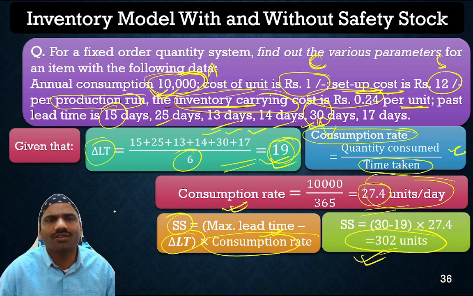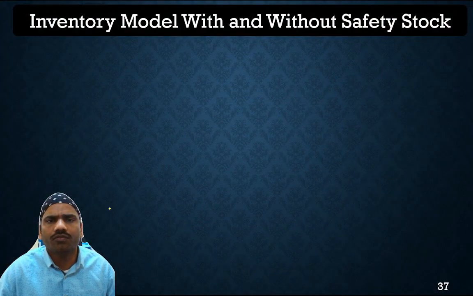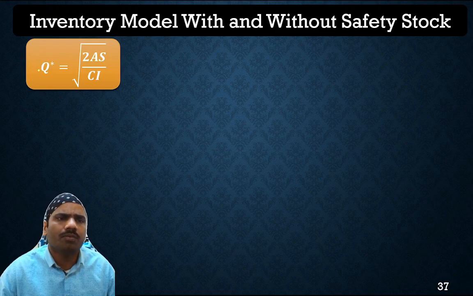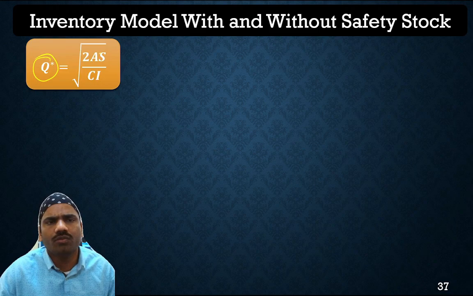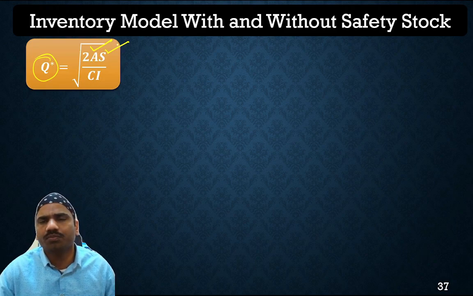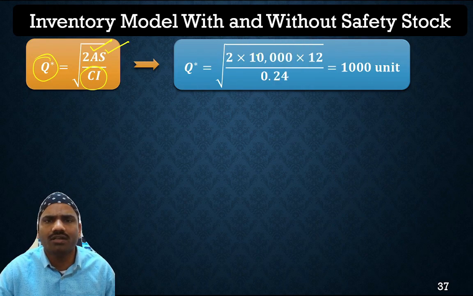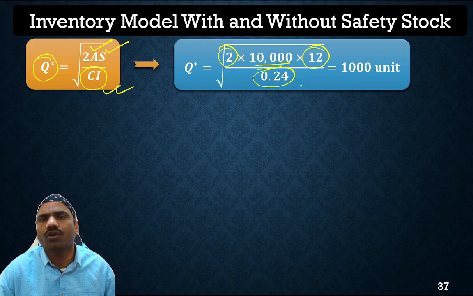Next we will go for finding the reorder level, but prior to that we will find the economic order quantity. We know the formula for the economic order quantity: square root of 2AS by CI, where A is annual demand, S is the setup cost per production run, and CI is the inventory carrying cost. We have annual demand of 10,000 units, setup cost per production run of 12 rupees, and inventory carrying cost of 0.24 per unit.